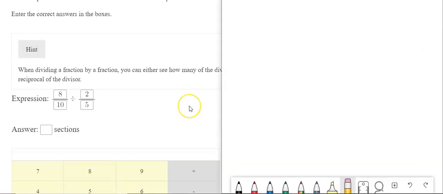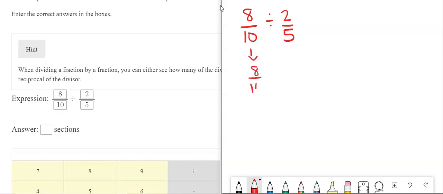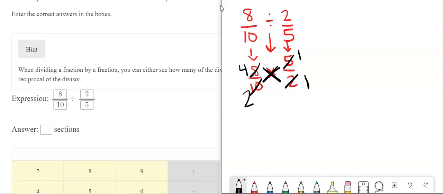So work page is up. We're going to do 8/10 divided by 2/5. First fraction comes straight down. The division sign changes to multiplication, and we flip the second fraction. Before we go on to multiply across, we're going to cross cancel it, and guess what? We can go both ways. 5 goes into 5 once, 5 goes into 10 twice. 2 goes into 2 once, 2 goes into 8 4 times.